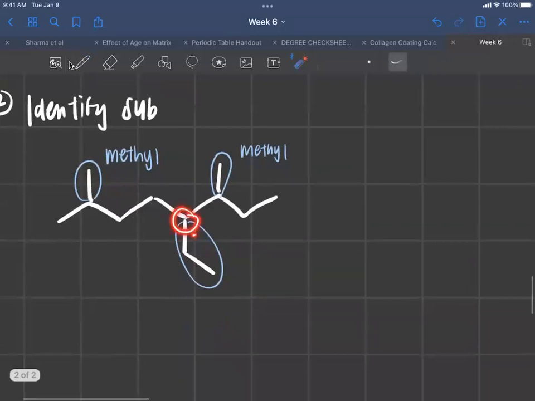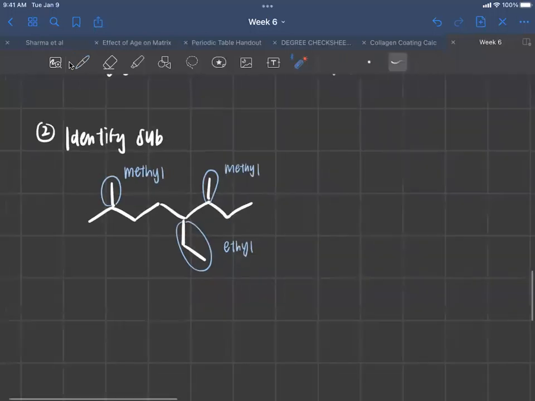What is that one? Well, let's see here. Again, we don't count this carbon because it's part of the parent chain. We have 1, 2. We have 2 carbons then. Because we have 2 carbons, we have the prefix of ETH, and because we're dealing with a substituent, we have the suffix of YL. So we have successfully identified the substituents. We have 2 methyl groups and we have 1 ethyl group.